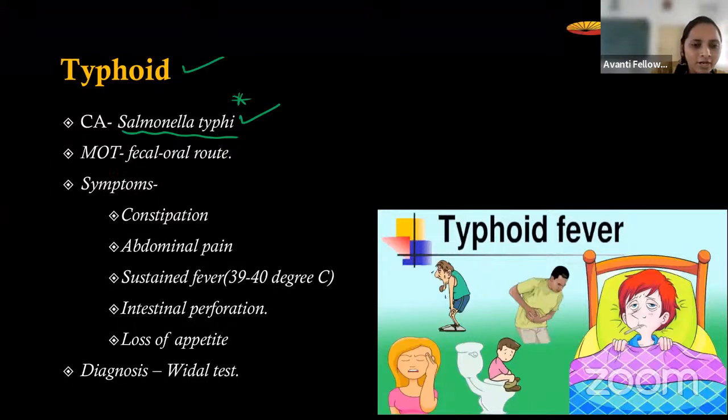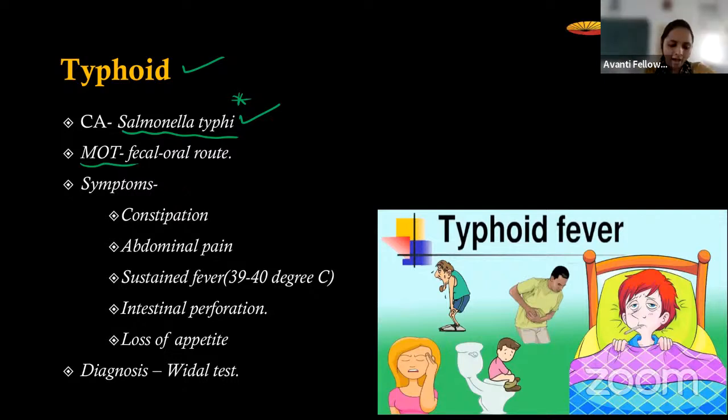Now, how typhoid is transferred. Student, what we study for each disease is the disease itself, how it is transferred, and what its symptoms are. For some diseases, we also talk about the diagnostic test. Typhoid is transferred through fecal and oral matter. This bacteria is Salmonella typhi.